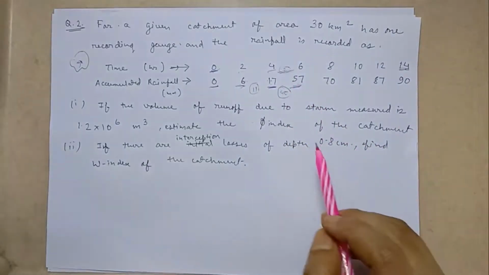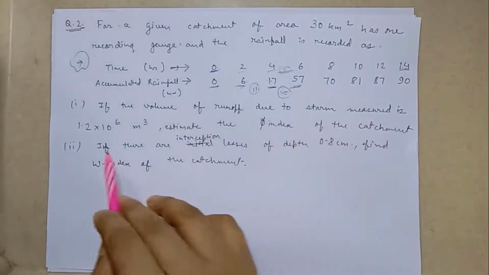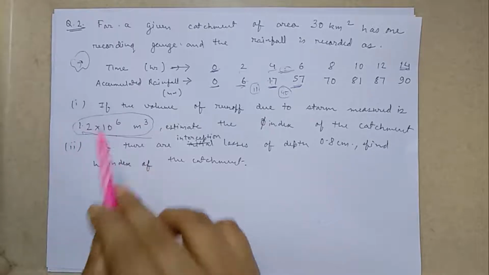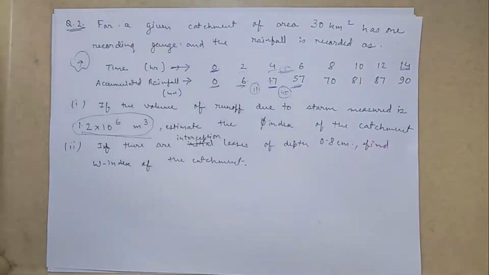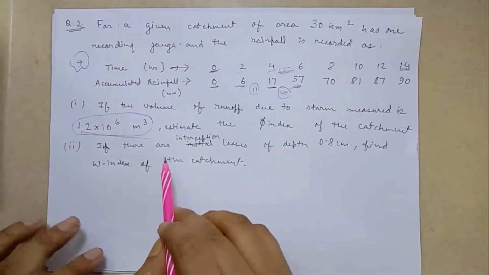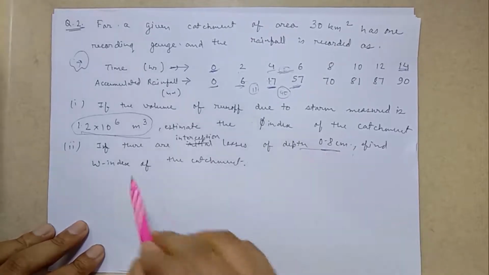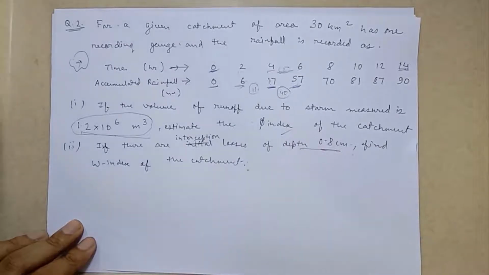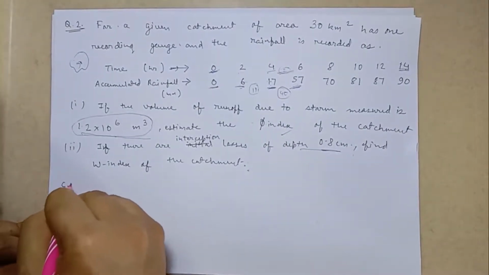So now what we have to find out, if the volume of runoff due to the storm measured is 1.2 times 10 to the power 6 meter cube. So this is our runoff given. We have to estimate the phi index of the catchment. And in the second part, if there is an interception loss of 0.8 centimeter depth, find the W index of the catchment. So we have to find phi index in the first case and W index in the second case. So let's do it.